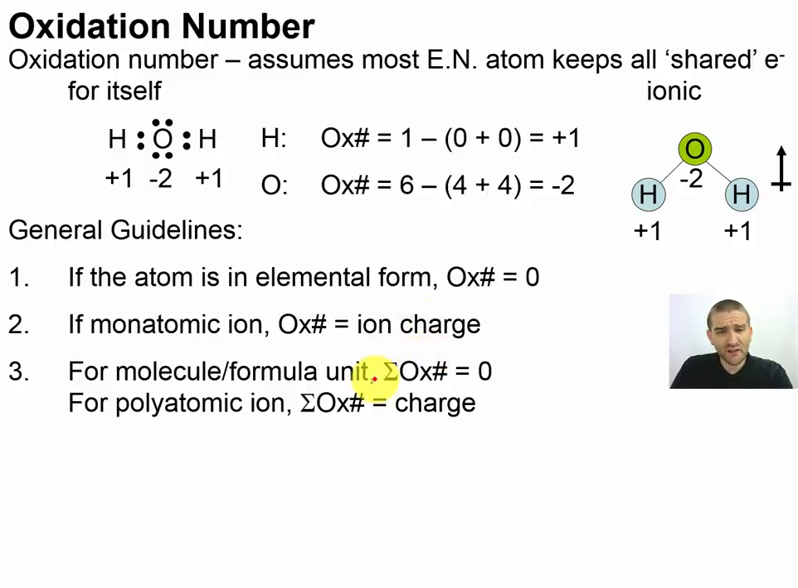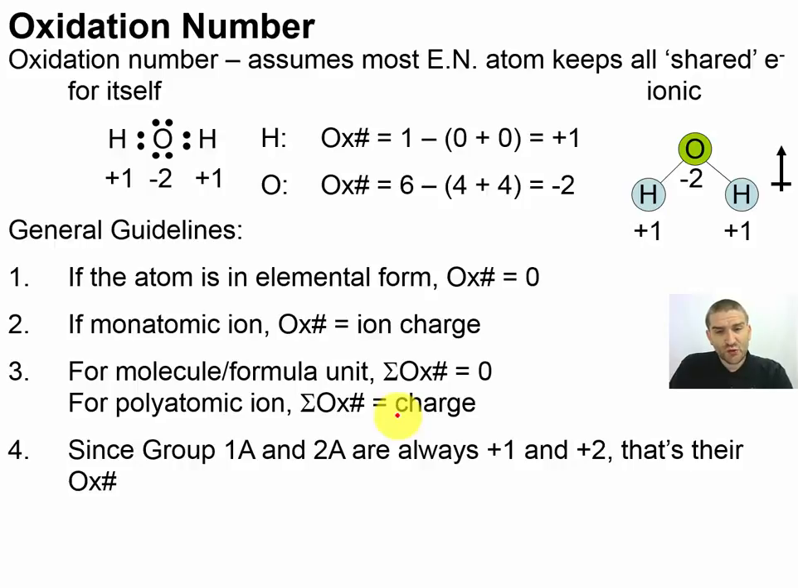Now when you have a molecule or a polyatomic ion, the sum of all of your oxidation numbers has to equal the sum of the charges. Of course, if there is no charge, that means it has to equal 0. So for molecules and neutral formula units, the sum of the oxidation numbers must be 0, and for a polyatomic ion, it all has to add up to the overall charge. This is because with oxidation number, we're predicting where the charges will be in an ion when we assume that all the bonds behave ionically.